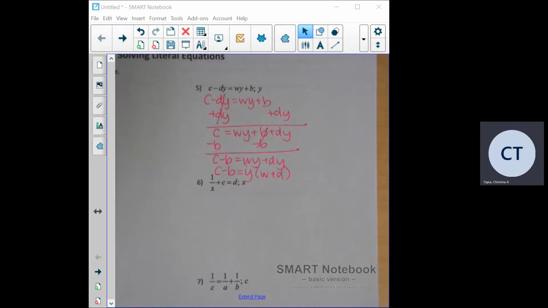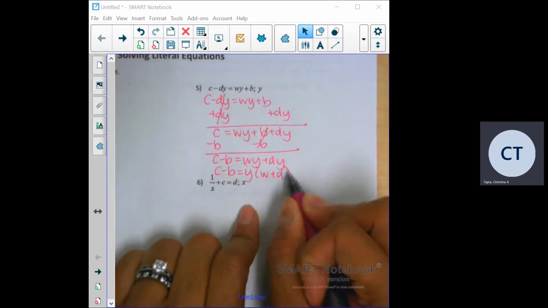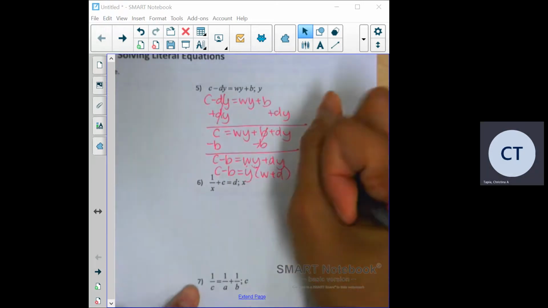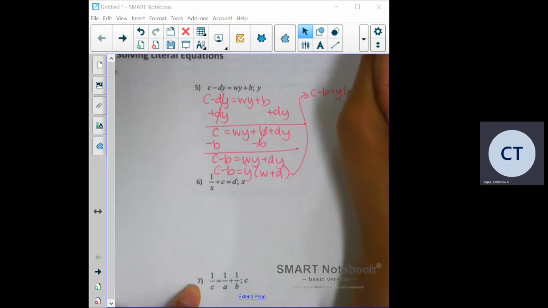Multiplication. You're really just multiplying. So what's the opposite of multiplying? Divide. I'm going to divide both sides by all of this, w and d. So I'm going to write this up here and then divide. So c minus b equals y, parentheses w plus d.